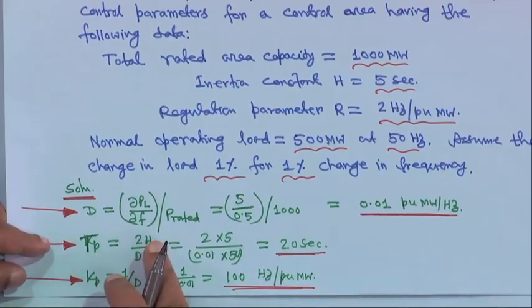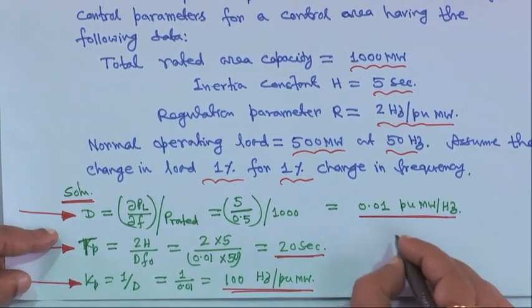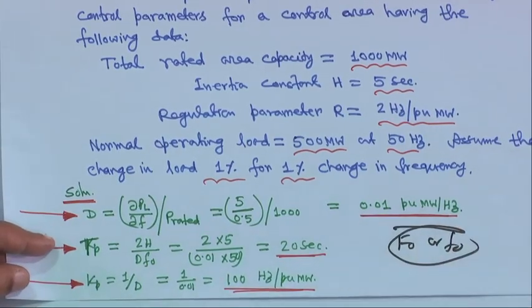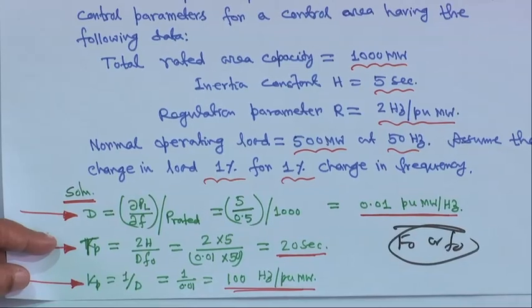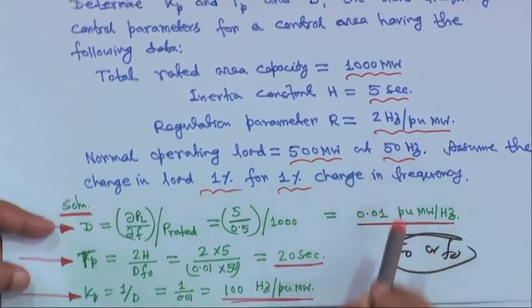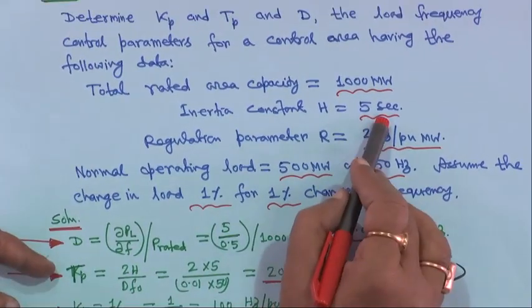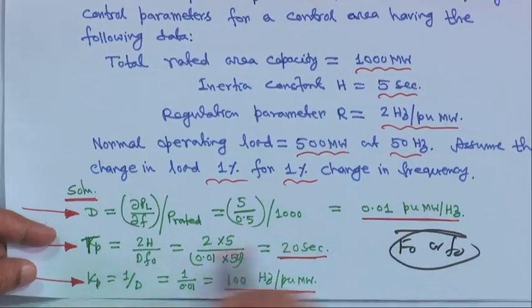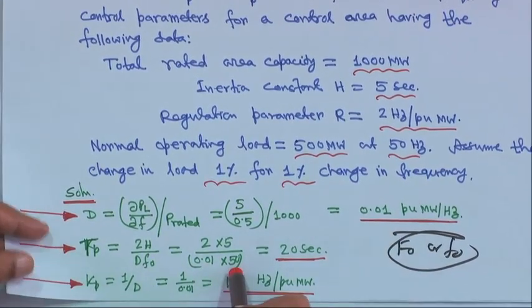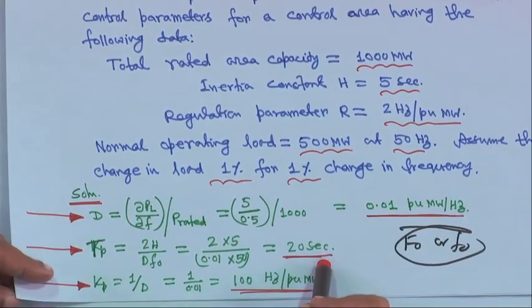And we know Tp is equal to 2H upon D into F0. F0 is the nominal frequency. I told you that capital F0 or small f0, they are the same, right? Sometimes I have made it capital F0 in most cases, but it doesn't matter. So operating frequency F0 is 50 hertz. Therefore Tp is equal to 2H upon DF0. H is given as 5 seconds, D we have computed as 0.01, and the nominal frequency is 50. So Tp is actually 20 seconds, right? This is the power system time constant.